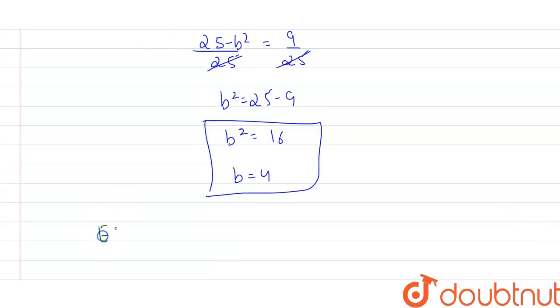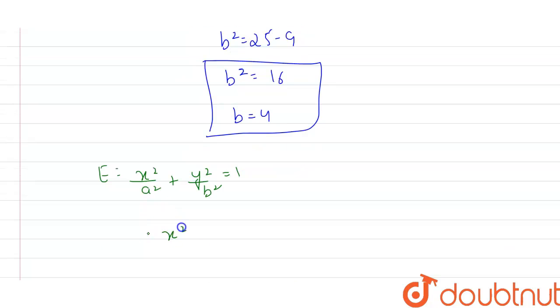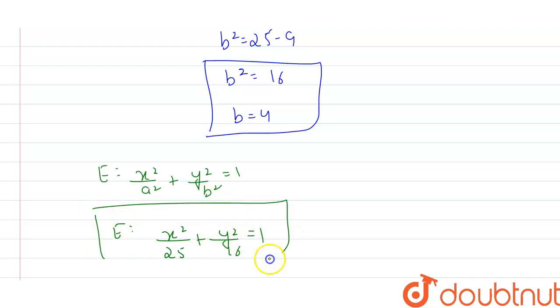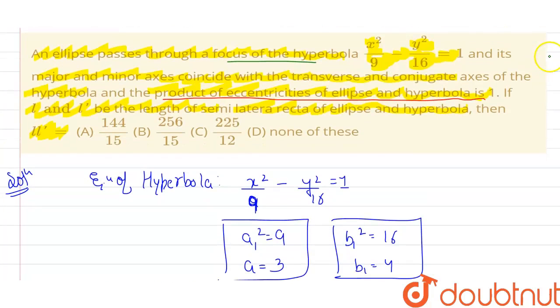Now I can easily find the ellipse equation. The ellipse equation is x square by a square plus y square by b square equals 1. We found a square is 25 and b square is 16. So the equation of the ellipse will be x square by 25 plus y square by 16 equals 1. Now the question says I have to find the product of the semi-latus rectum of the ellipse and hyperbola, which is L into L dash.